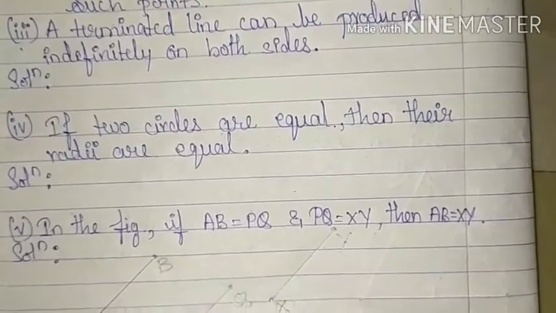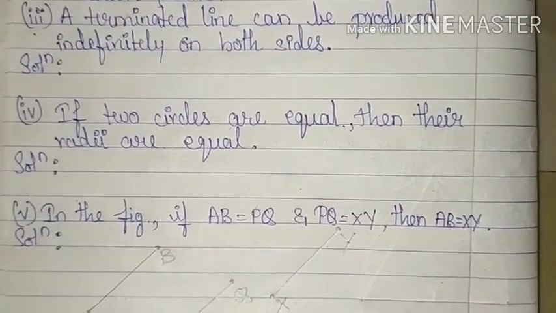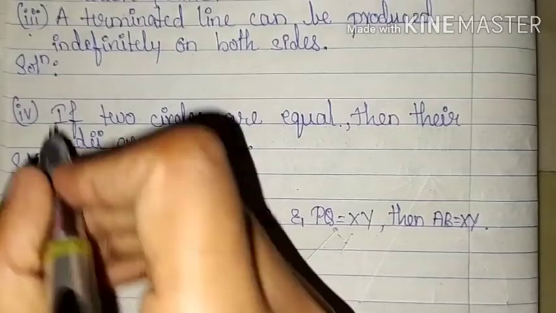Look at the third statement. A terminated line can be produced indefinitely on both sides.